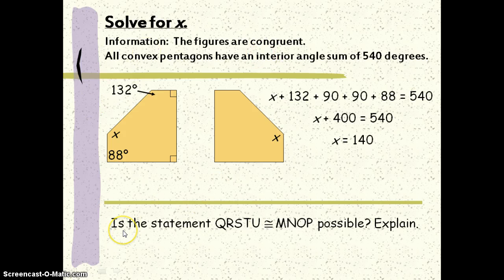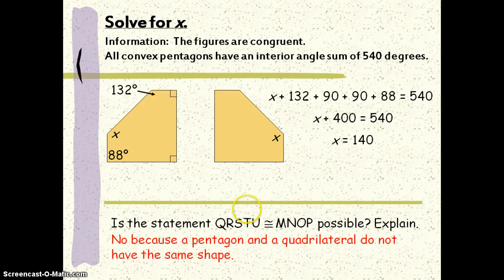This is a completely different problem. Is the statement QRSTU is congruent to MNOP possible? Explain. So the first figure, how many sides would it have? It would have 5 sides. The second figure would only have 4 sides. Is it possible for a 5-sided figure to be congruent to a 4-sided figure? The answer is no, because remember they have to be the same size and the same shape. So no, because a pentagon and a quadrilateral do not have the same shape.